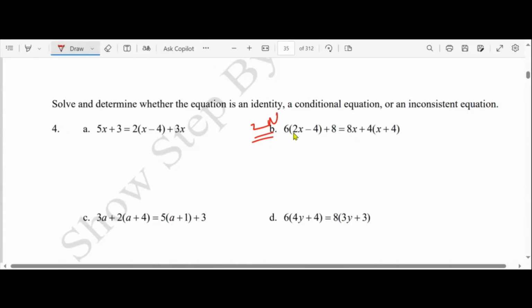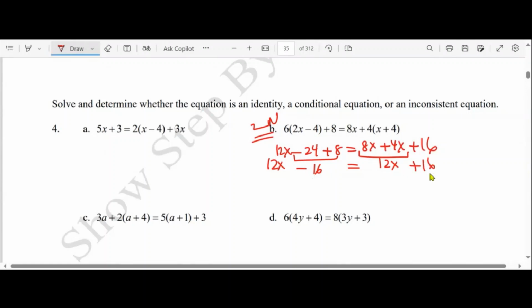So you can see 6 times 2 minus 8x and 4x, how much is this? 12x. So you have 12x here and 12x here, remember. And this is how much? Negative 16. And this is what? Positive 16. So as you can see here, 12x and negative 16 equal.